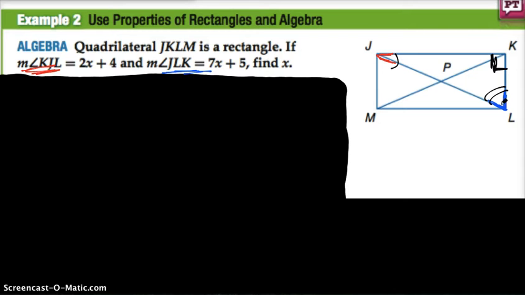A rectangle can, if you draw a diagonal, you make two right triangles. You've got this little right triangle here. And what I know is that if this triangle has a 90-degree angle, then the sum of these two angles is 90 degrees as well. So that gives me a beautiful equation. So here's our gorgeous equation.